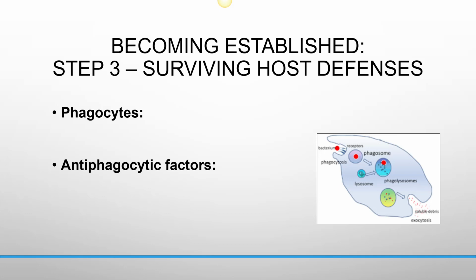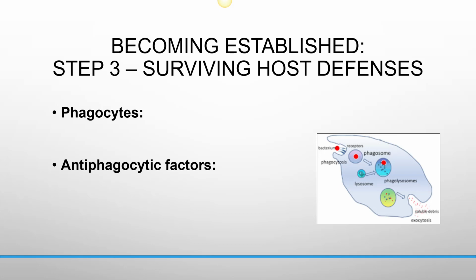So now they got in you, they're sticking to you, but wait, your immune system is ready to eat them. So they have to find ways to prevent getting eaten by your immune system. So phagocytes are white blood cells that eat foreign materials, including pathogens. But pathogens have developed anti-phagocytic factors, which prevent phagocytosis or prevent lysosome fusion to prevent digestion.